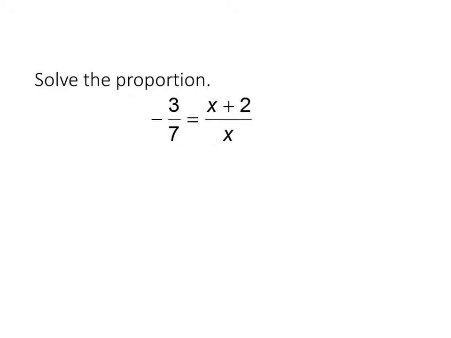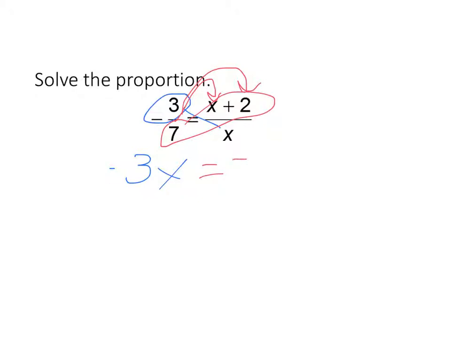So it's just cross multiply, divide. The next one, solve the proportion. We're going to leave the negative with the 3. So we have negative 3 times x, which gives us a negative 3x. And then we have 7 times this whole side. So we're going to do 7 times x and 7 times 2. 7 times x is 7x. 7 times 2 is a positive 14.